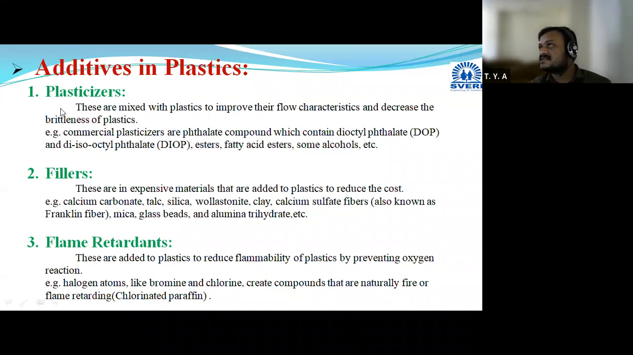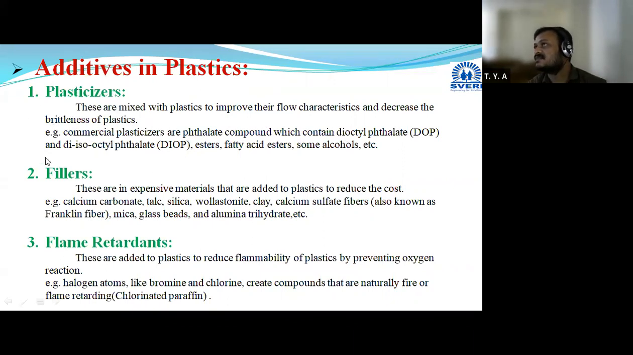Now, when plasticizers are added in the plastics, it will improve their flow characteristics. Flow characteristics will improve, meaning that the material's flowability will be more, so that you can convert them easily into the desired shape and size. Processing will become easier, and it will also decrease the brittleness of the plastic material. That plastic material will become a little softer. So these kinds of additives are termed plasticizers. Additives which, when added into the plastic, improve the flowability and reduce the brittleness of the plastic material are termed plasticizers.